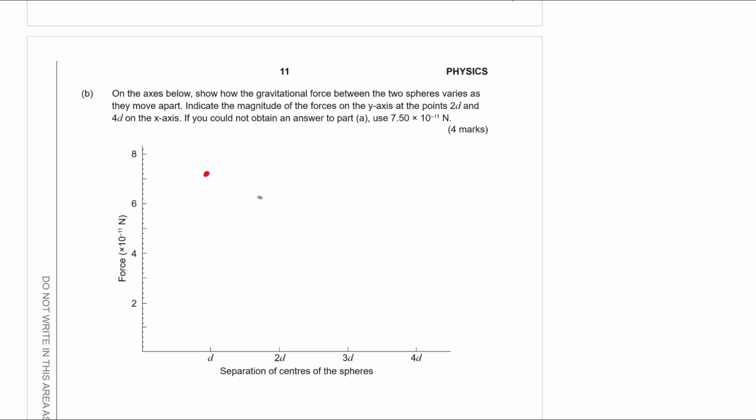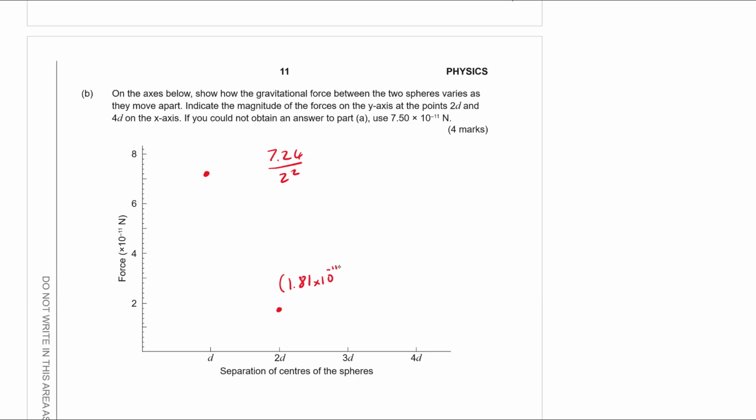Now, the next thing you want to know is what happens to that gravitational force if you double the distance. You know that this is an inverse square law because it's proportional to 1 over r squared. So at this point, it's going to be 7.24 divided by 2 squared. What you should get is about 1.81, so around here, 1.81 times 10 to the negative 11.